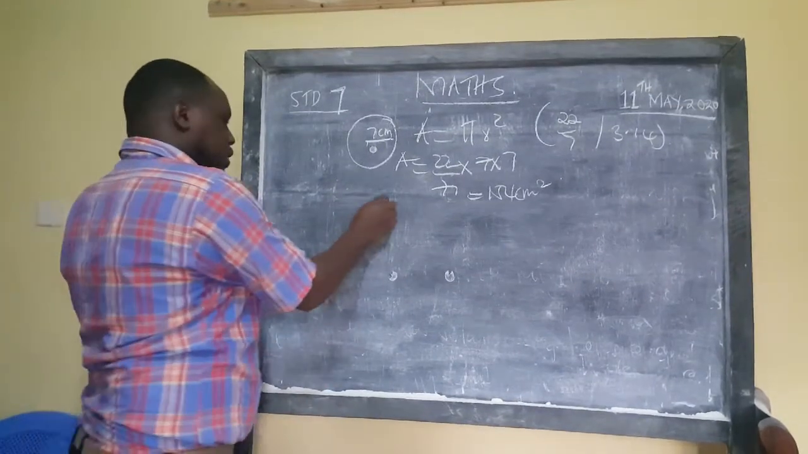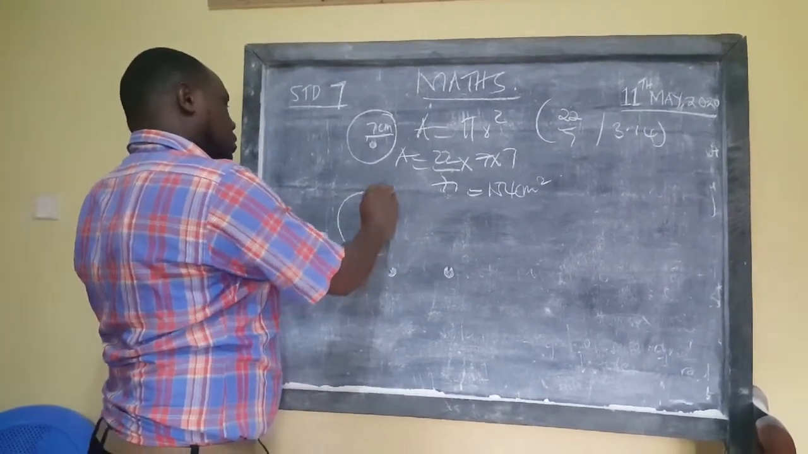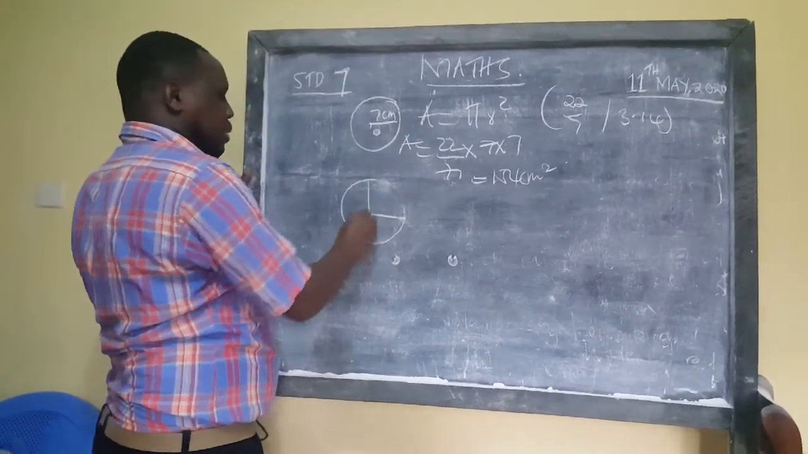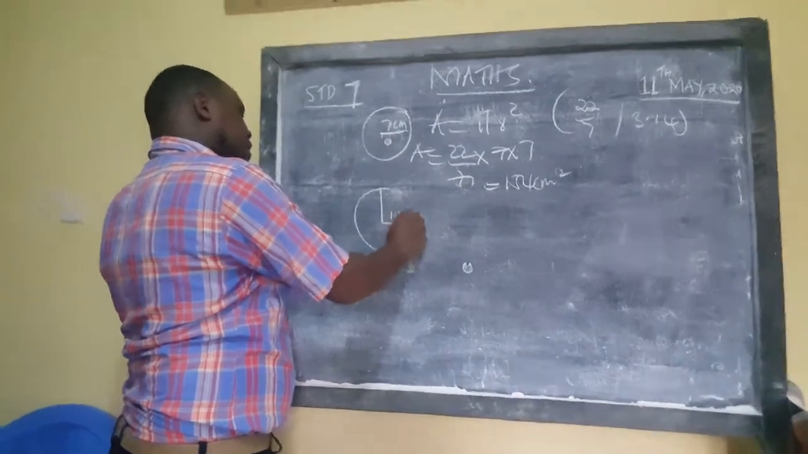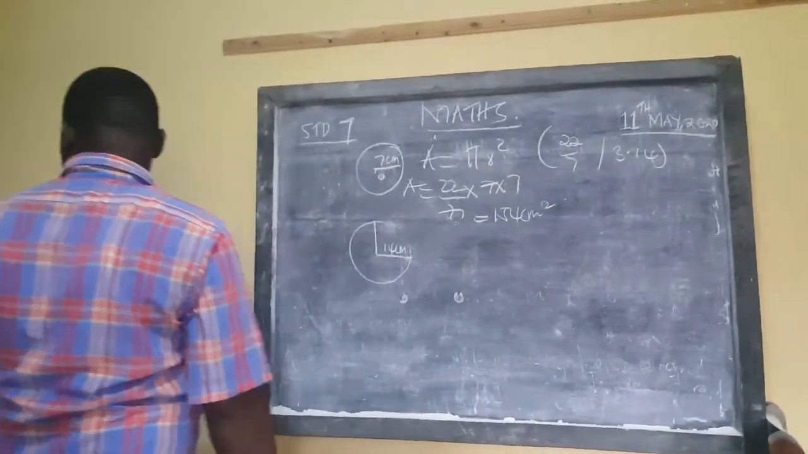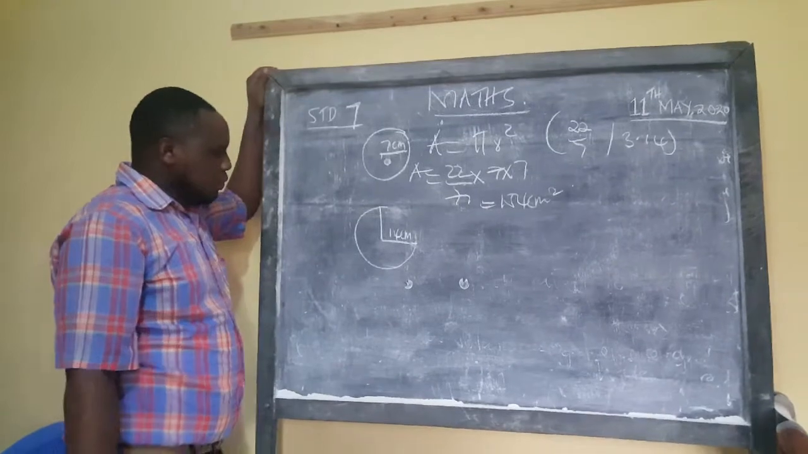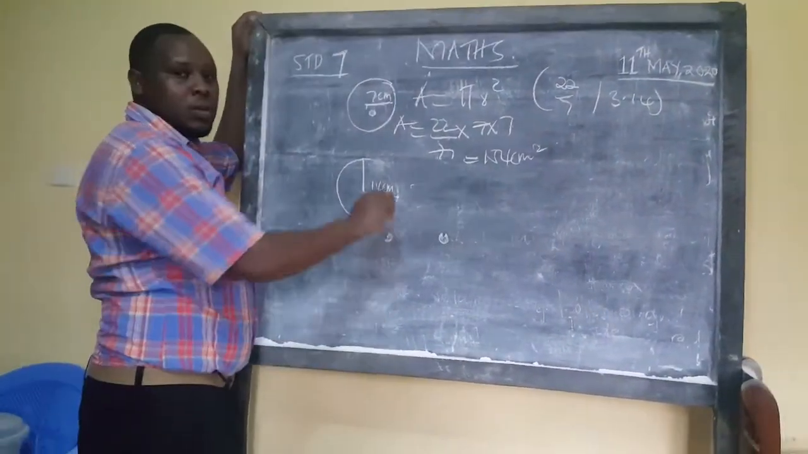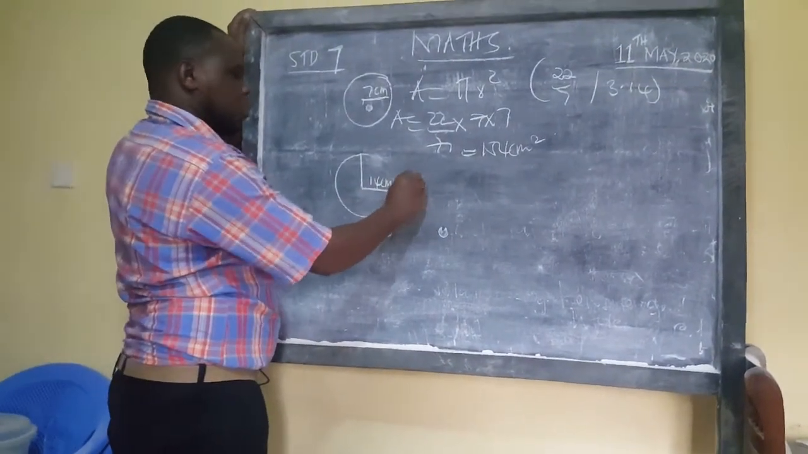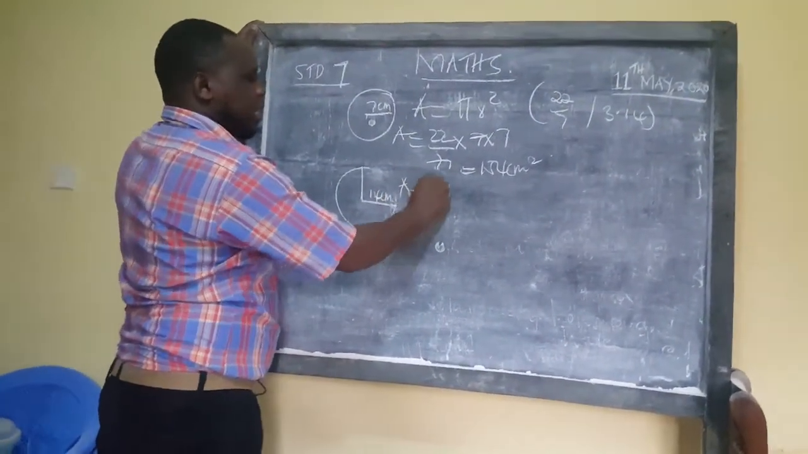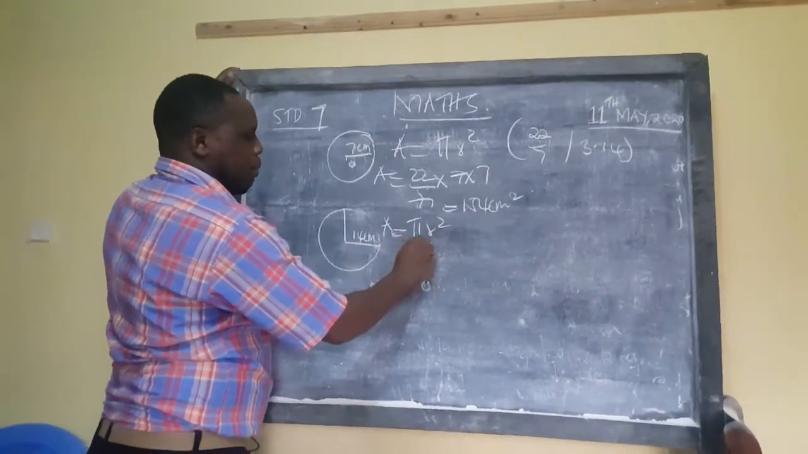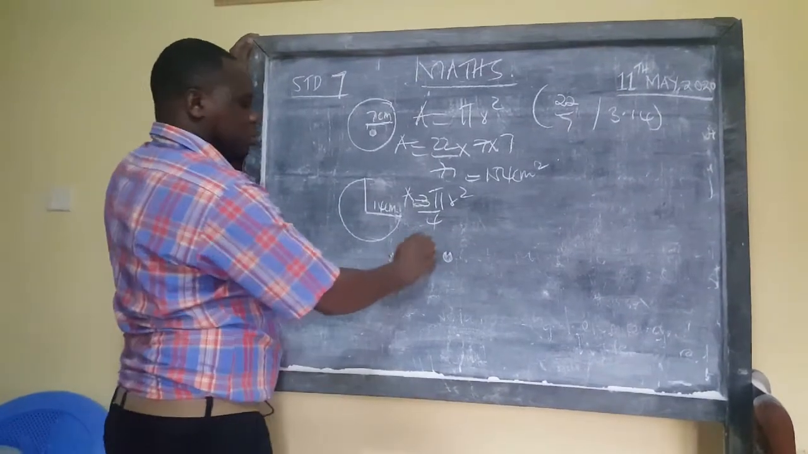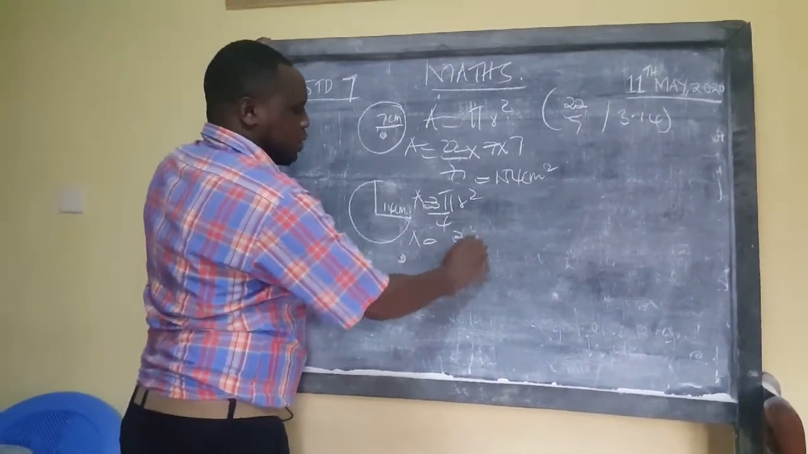If you are doing a 3/4, for example, you draw a full circle and remove one part. This becomes a 3/4, which has a 14 centimeter radius. So as we say, area will be equal to pi r squared. But this is 3/4, so 3/4 pi r squared. This will be equal to 3/4 pi.